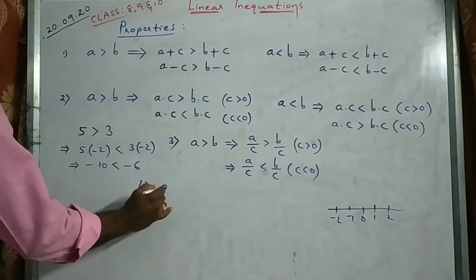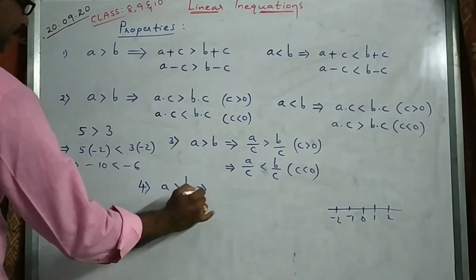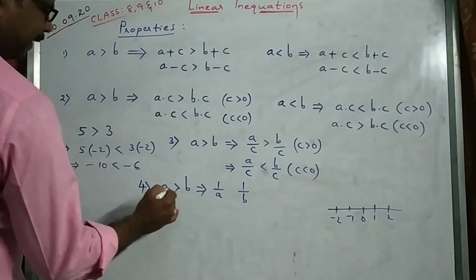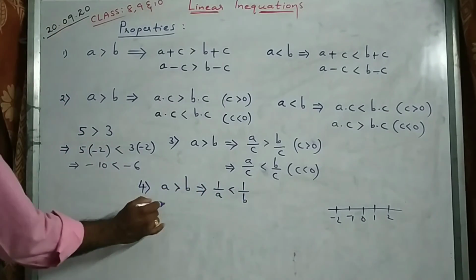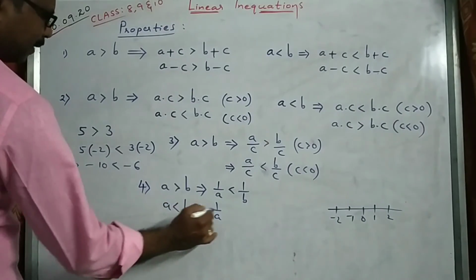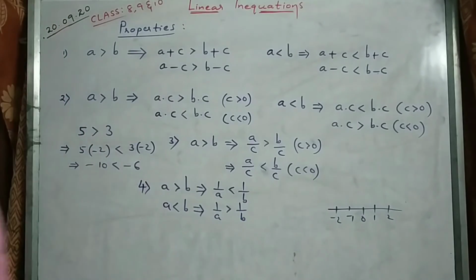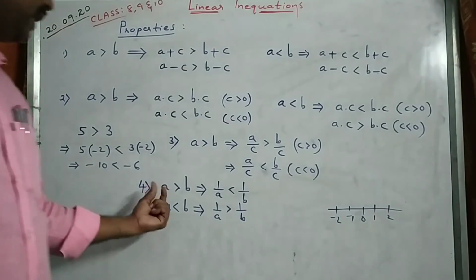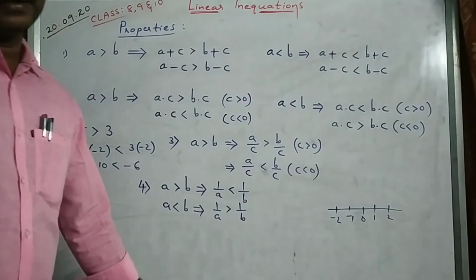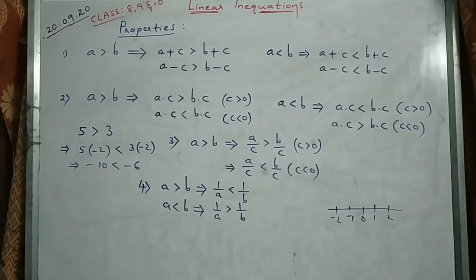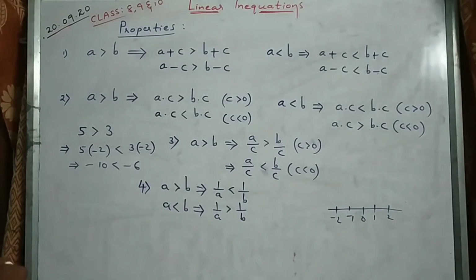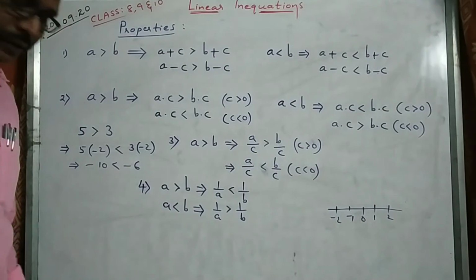Fourth, if A is greater than B, if I take reciprocals, 1 by A and 1 by B, greater will become less. For example, if A is less than B, if I take reciprocals, 1 by A is greater than 1 by B. Understand? If you take reciprocals also, there will be a change in the inequality symbol. Clear? These are the main properties. When we are doing problems, they are mostly useful. Okay? Try to note them.